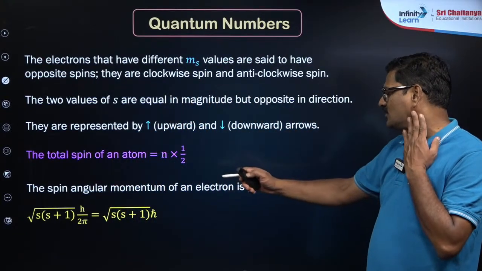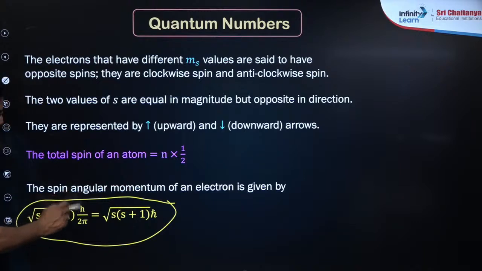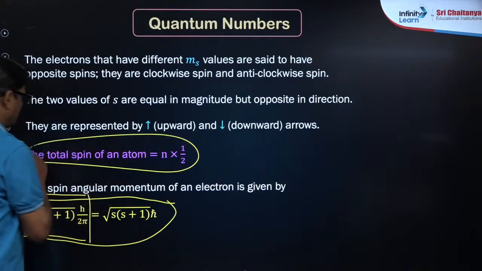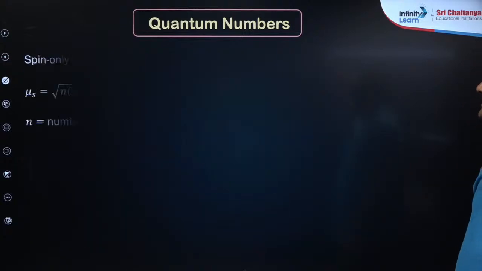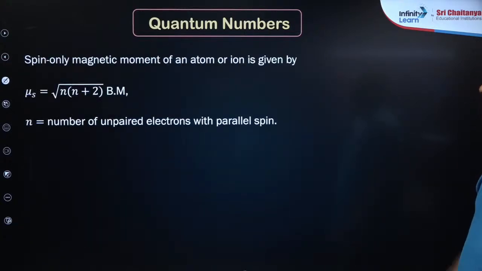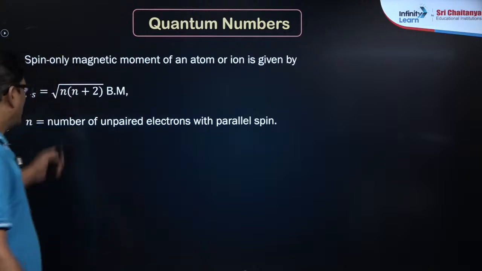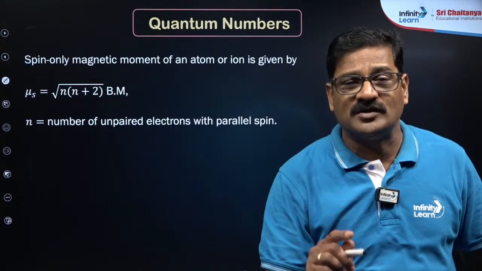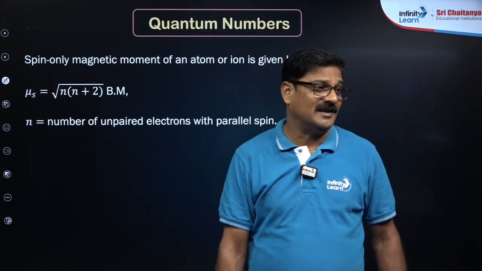So the spin angular momentum of an electron is given by, this is very important, root over s into s plus 1 of h by 2 pi. You just memorize this. Here s means the total spin of the electron, and n is the number of electrons. Now the spin only magnetic moment of the electron is given by root over n into n plus 2 Bohr magneton, where n is the number of unpaired electrons with parallel spin. That's the reason why, when you write the electronic configuration and unpaired electrons are there, it has magnetic properties like iron, cobalt, nickel.